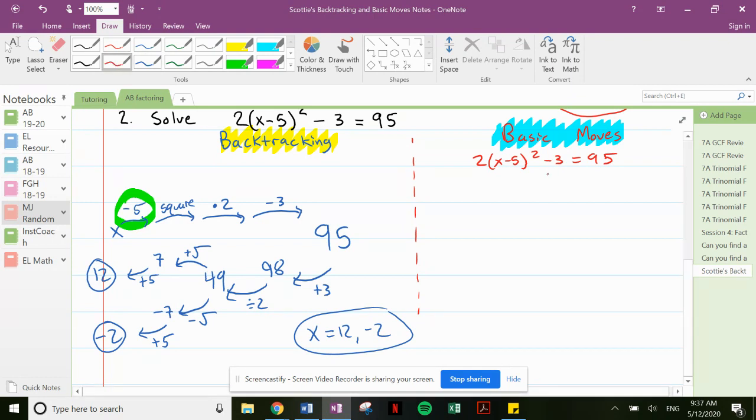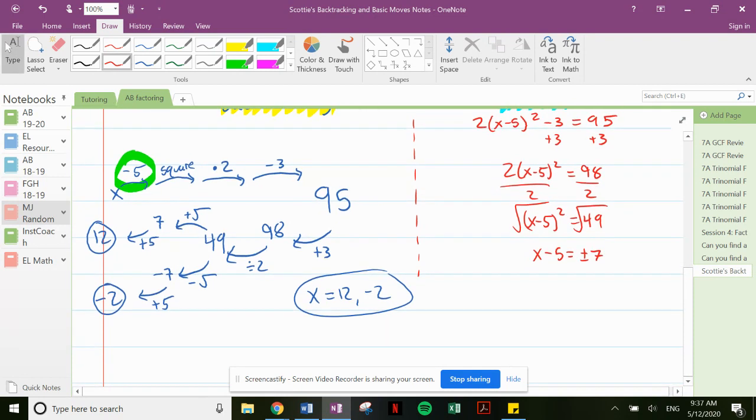All right, with basic moves, same idea. We're going to reverse the order of operations. So I'm going to add 3 to both sides. Divide everything by 2. That gives us x minus 5 quantity squared equals 49. Square root, and remember when I square root, that's plus or minus. So I get x minus 5 equals plus or minus 7.